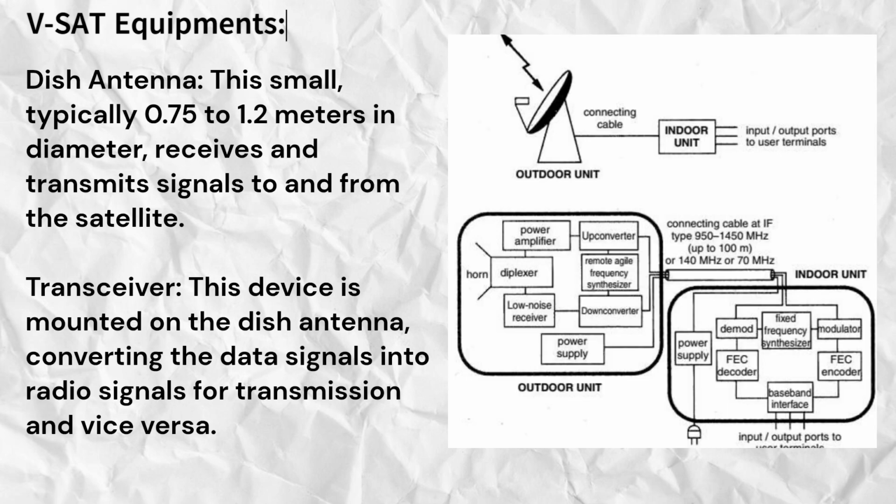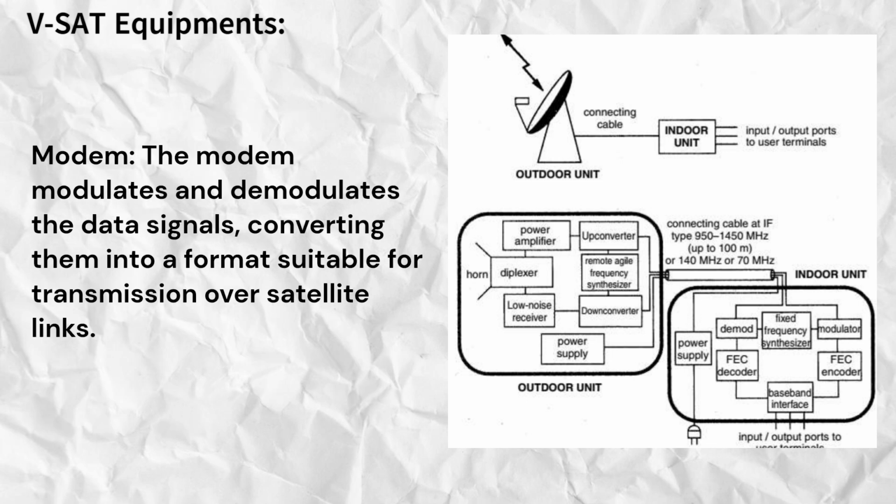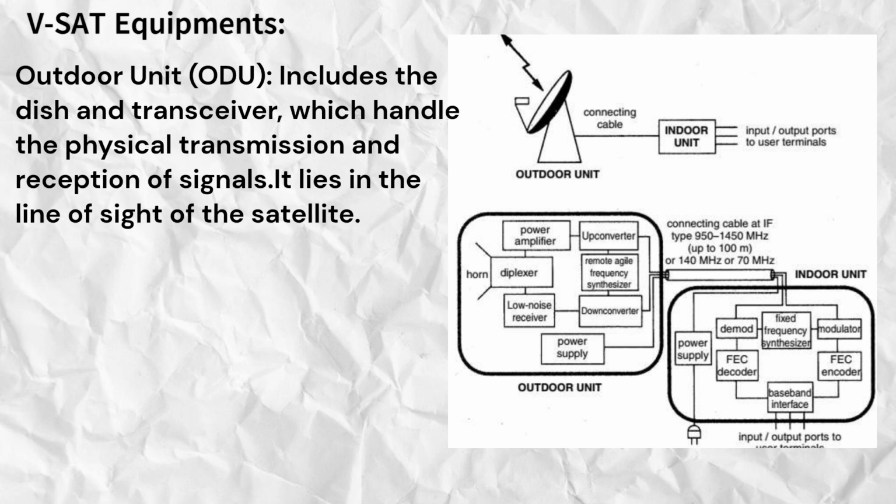Dish antenna. This is small, typically 0.75 to 1.2 meters in diameter, and receives and transmits signals to and from the satellite. Transceiver. This device is mounted on the dish antenna, converting the data signals into radio signals for transmission and vice versa. Modem. The modem modulates and demodulates the data signals, converting them into a format suitable for transmission over satellite links. Outdoor unit. The ODU includes the dish and transceiver, which handle the physical transmission and reception of signals.